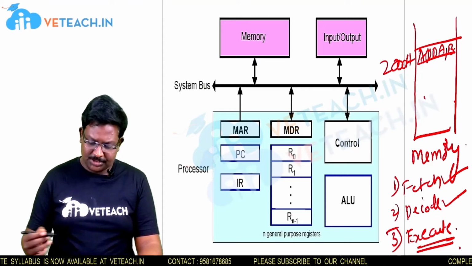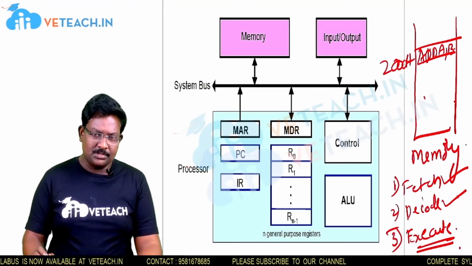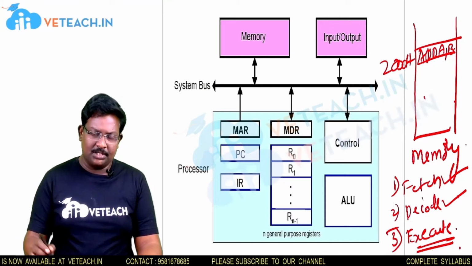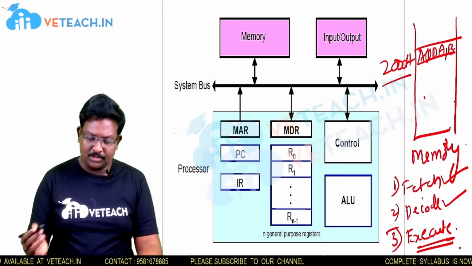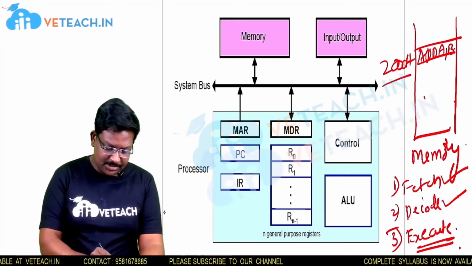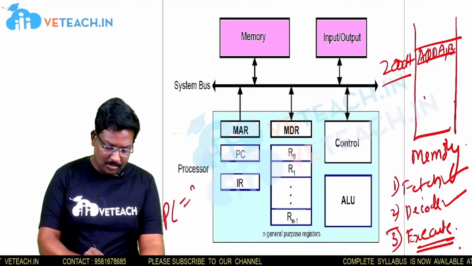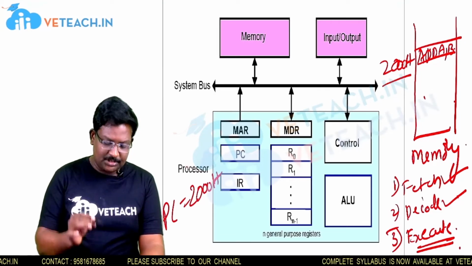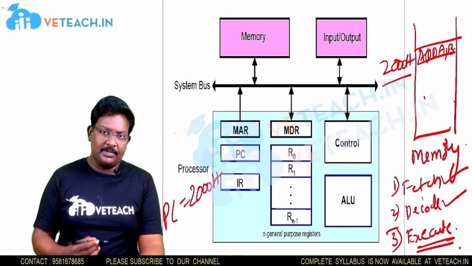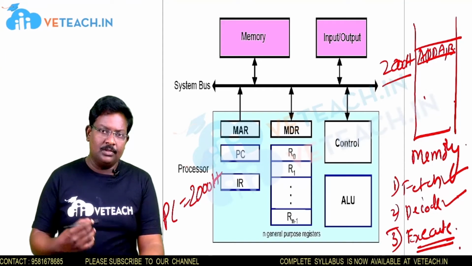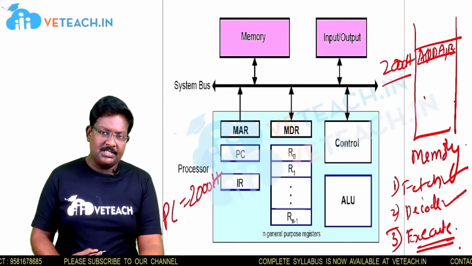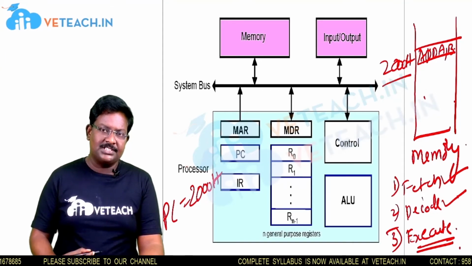The address of the instruction will be placed into the PC. The address of the instruction that we have taken in the example is 2000, so this value will be placed into the PC register. Now the value of the PC register is 2000H.